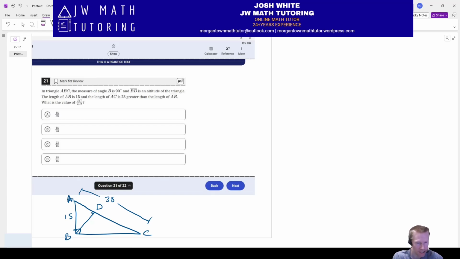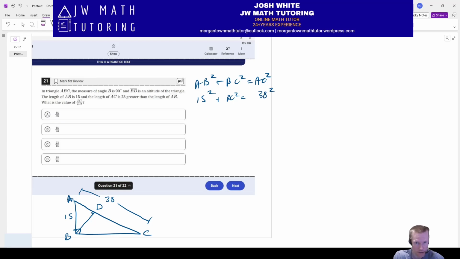Once we know DC, then we can use BC and DC and the Pythagorean theorem to find BD, and then we can set up the ratio of BC over BD. Okay, so step one, basically AB squared plus BC squared equals AC squared. Pythagorean theorem on the large triangle, right? This is 15. This we don't know.